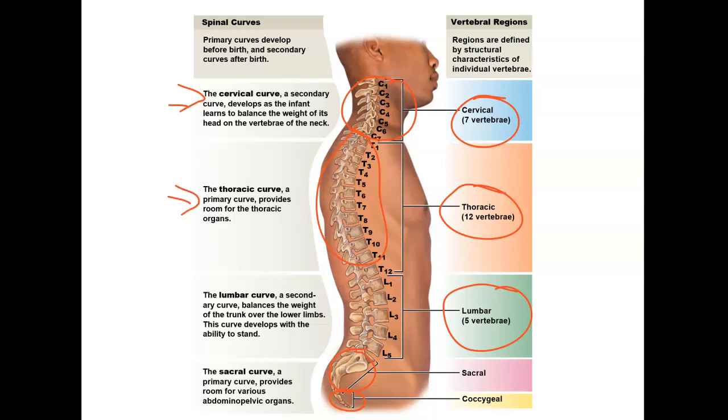The lower back curve does not form until you start to walk. So once you start to walk and use those lower limbs, that curve will form. So that's going to be another secondary curve. And then the sacral curve at the bottom here, for this section here, that's going to be a primary curve. That's one that you're born with. So when you're born and you're a baby, you can curl up into a ball fairly easily, and that's because of your primary curvatures that you have in your spine. The secondary curvatures do not start to form until you start to hold your head up and until you start to walk.